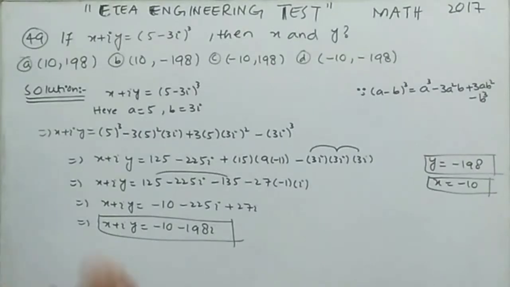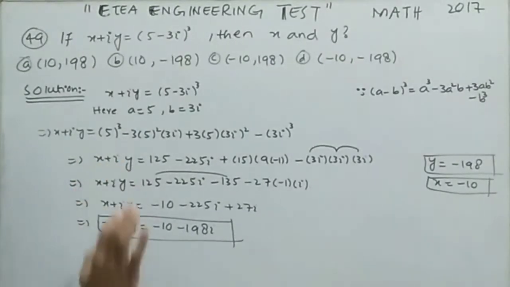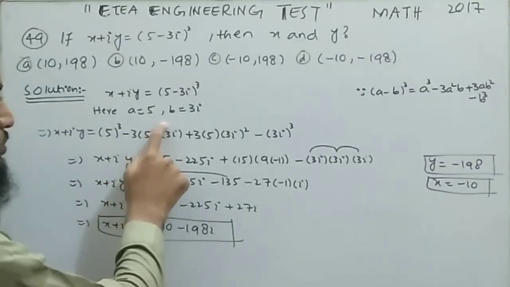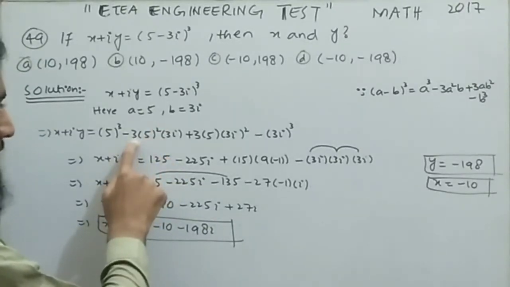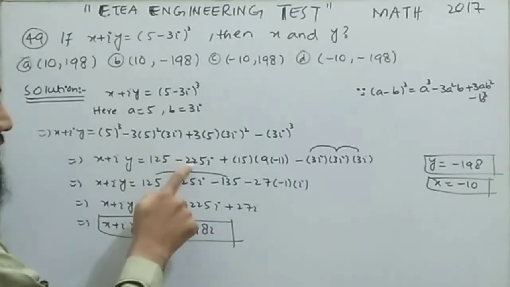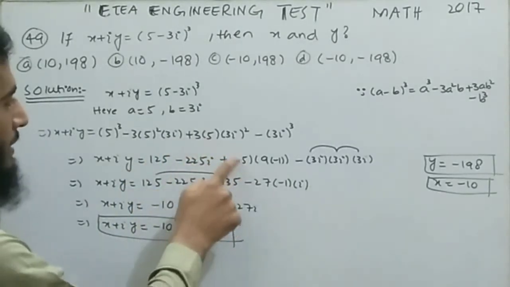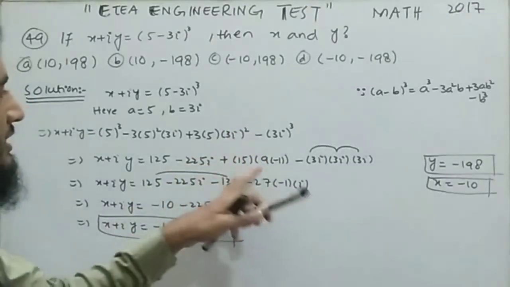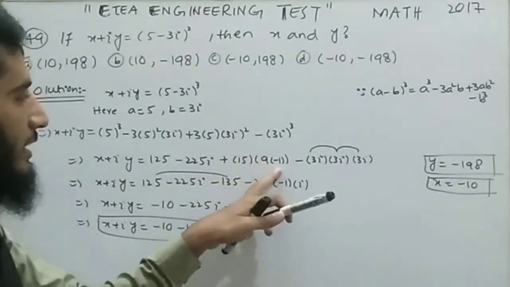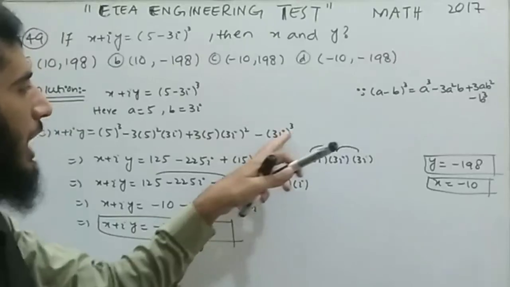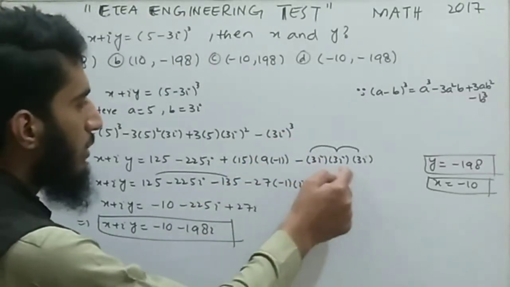Now by further simplification, x plus iota y will come down as it is. Pi cube will give us 125, 5 square will give us 25, 25 multiply 3 gives us 75, and 75 multiply 3 gives us negative 225 iota. After this 3 multiply 5 will give us 15, and 3 square will give us 9, and iota square will give us negative 1. And after this minus (3 iota) whole cube can be written as 3 iota, 3 iota and 3 iota.